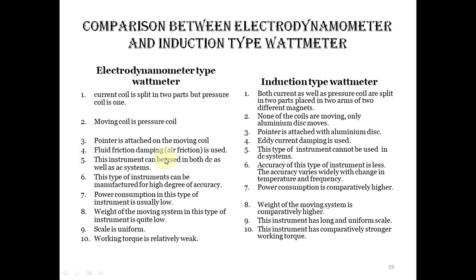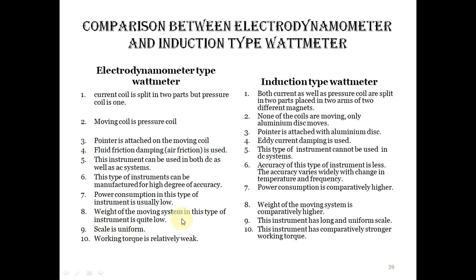In the electrodynamometer, fluid friction damping or air friction damping is used; in the induction type, eddy current damping is used. The electrodynamometer can be used in both DC as well as AC systems, whereas the induction type cannot be used in DC systems. The electrodynamometer can be manufactured for a high degree of accuracy. Accuracy of the induction type is less, and varies widely with change in temperature and frequency. Power consumption in the electrodynamometer is usually low, whereas in the induction type it is comparatively higher.